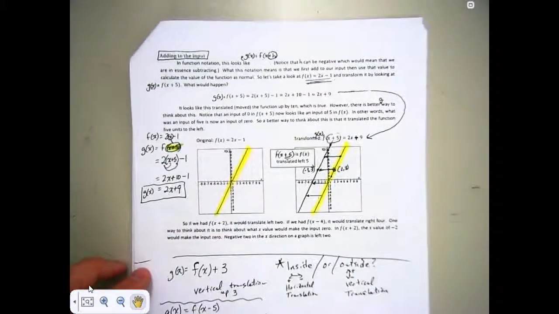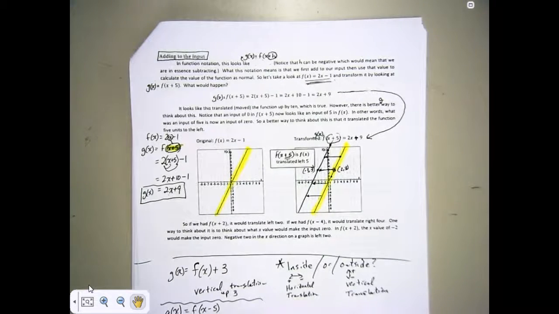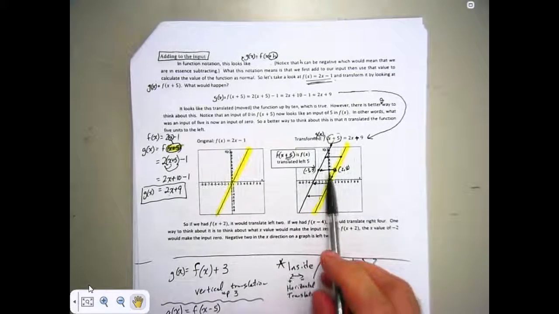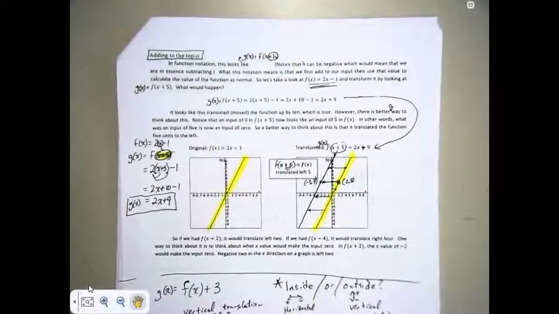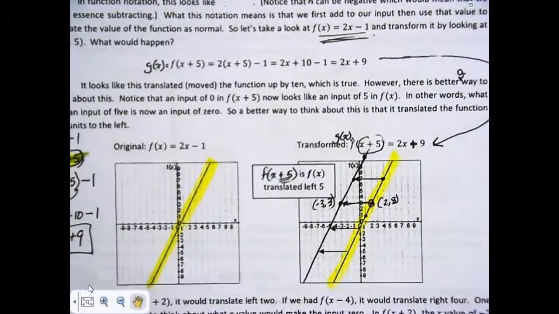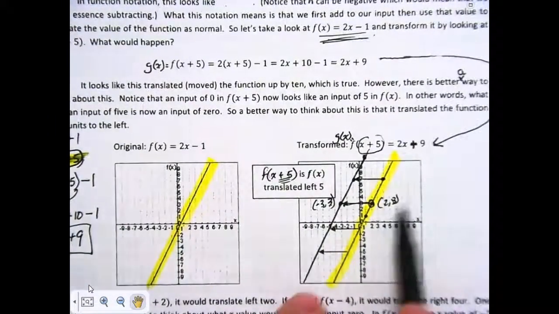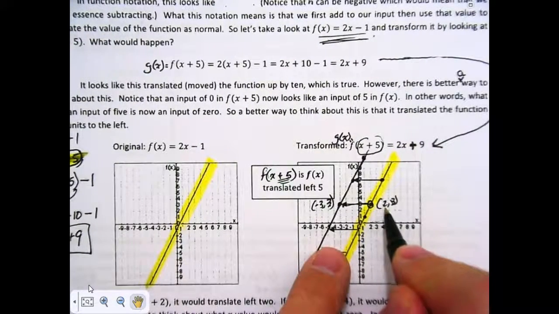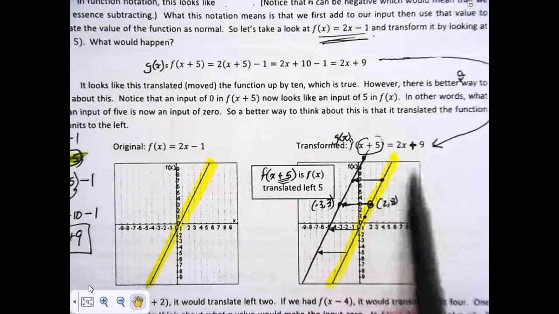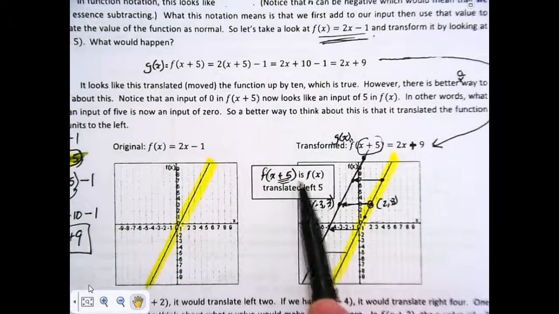Okay, so yesterday, remember we left off talking about adding to the input, and one of the things that came up in one of my discussions with a student yesterday was, why is the graph moving left to right rather than up and down? I probably didn't do the best job at describing that, so let me make that really clear. When we're saying we're adding to the input, we're changing the input, it means that we're changing our x value. So, for instance, in this case right here, we're saying f of x plus 5.